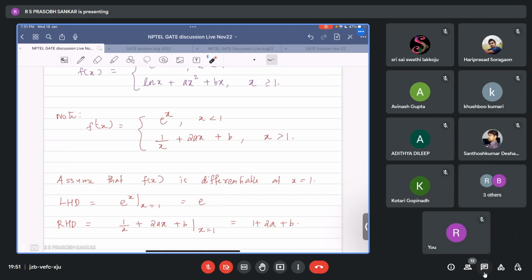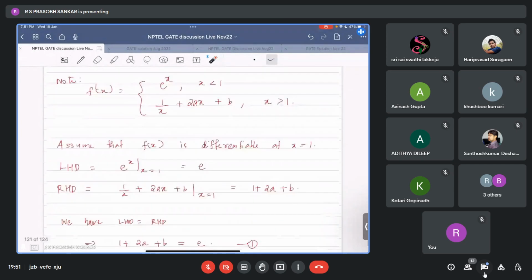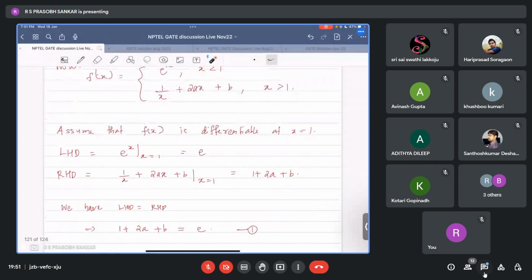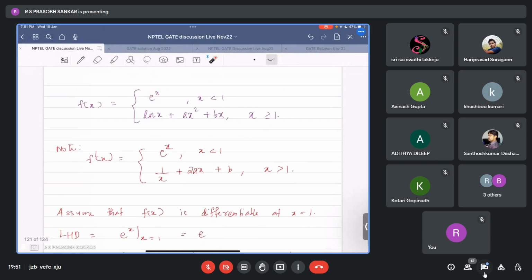Okay, thanks. So for this function, the left hand derivative is e raised to x at x equal to 1, which is e. And the right hand derivative is 1 by x plus 2ax plus b at x equal to 1, which if we substitute the value x equal to 1, is 1 plus 2a plus b. So if the function f of x is differentiable, then left hand derivative and right hand derivative should be same. What it means is that 1 plus 2a plus b should be equal to e. This is one condition, so that the function is differentiable at x equal to 1.